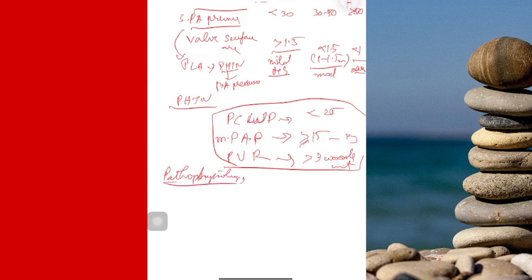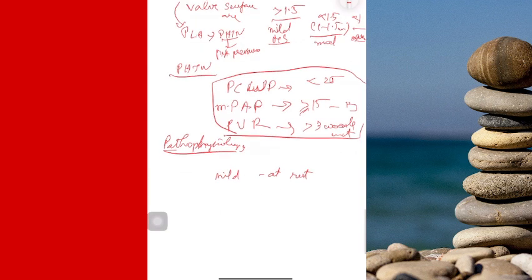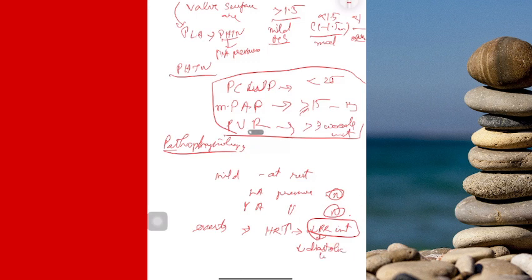Basic pathophysiology is that in your mild MS, when the patient is at rest, there is not going to be any increase in LA pressure. LA pressure is normal. Your pulmonary artery pressure is again normal. But when the patient exerts himself, there is going to be an increase in heart rate. Increase in heart rate means a shorter cardiac cycle, and a shorter cycle means a decrease in the diastolic time, and decrease in your diastolic time means an increase in your LA pressure.